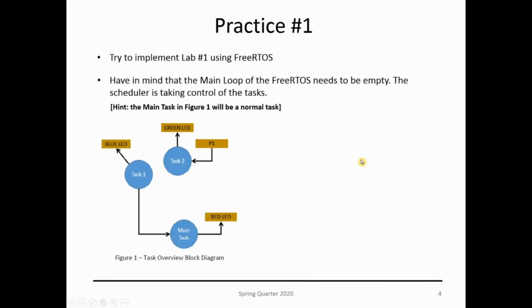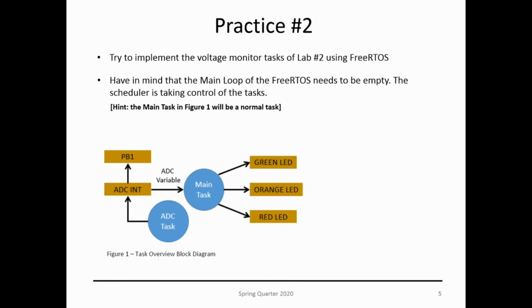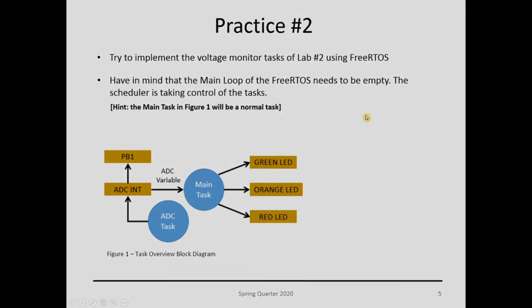Once you have done the tutorial, practice number 1, try to implement lab 1 using FreeRTOS. Have in mind that the main loop of the FreeRTOS needs to be empty, so the scheduler is taking control of the tasks. So you are going to do your main task here from figure 1. It's going to be a normal FreeRTOS task. And then after that, practice number 2, just do the voltage monitor tasks of lab number 2. So try to see if you can set up the ADC working under the FreeRTOS.